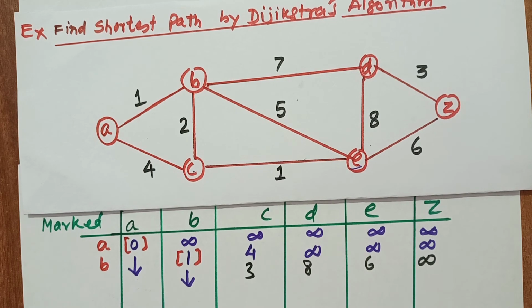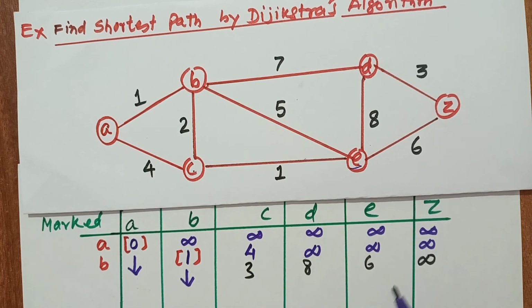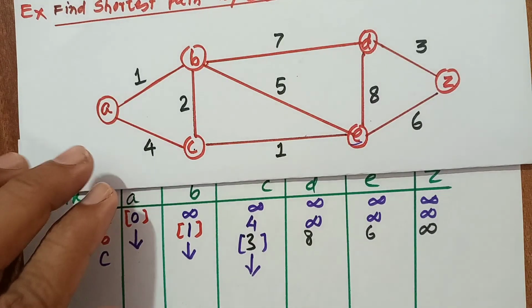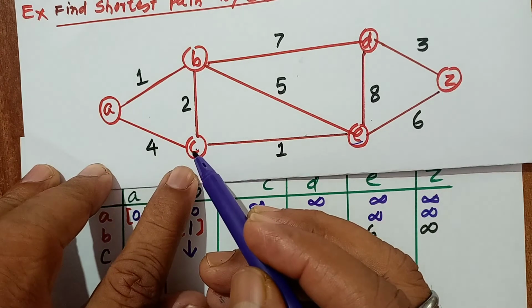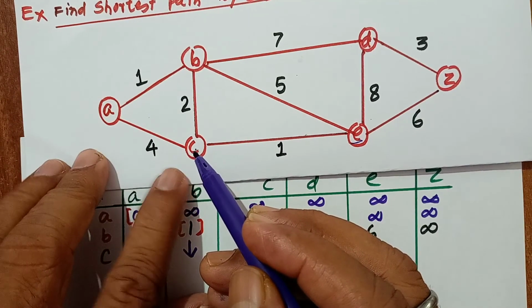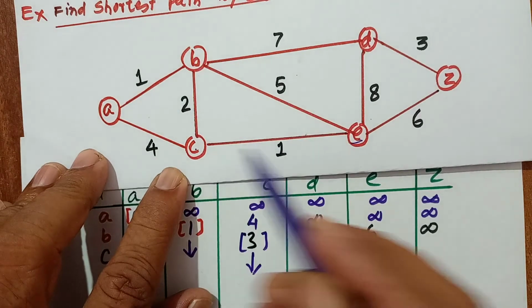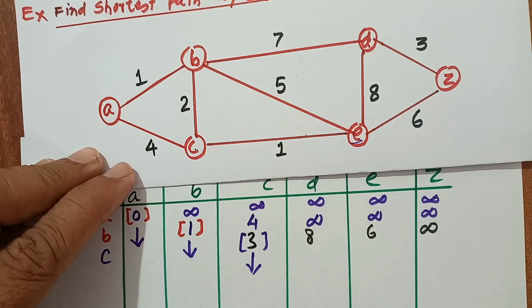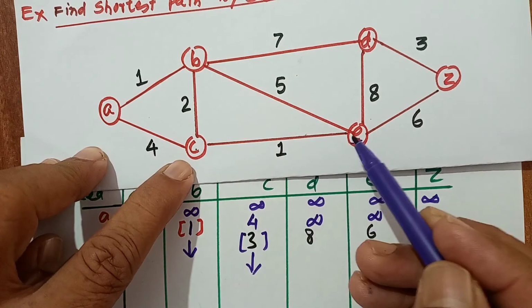So now we will check what is the minimum value of these values, 3, 8, 6, infinity. So 3 is minimum. Okay, we will mark it and we write C. We will not touch this thing. So now you concentrate on C. So here C. How many vertices are directly connected to C? So A, B and E. But A and B are marked, so no need to touch. So C to E only.